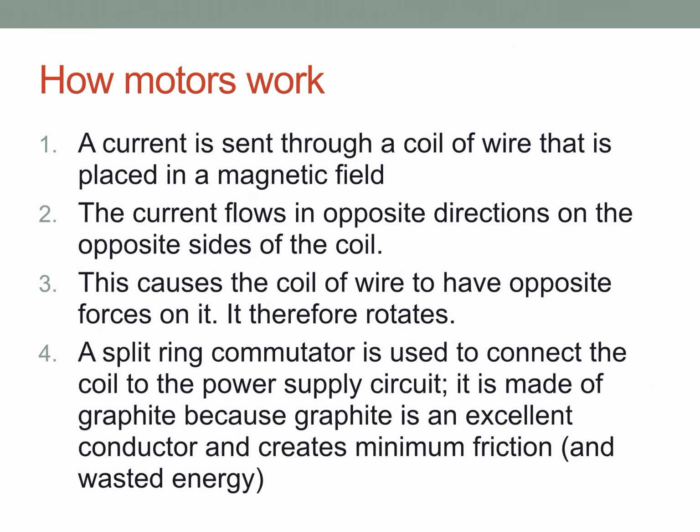A current is sent through a coil of wire that is placed in a magnetic field. The current flows in opposite directions on the opposite sides of the coil. This causes the coil of wire to have opposite forces on it. It therefore rotates. A split ring commutator is used to connect the coil to the power supply circuit. It is made of graphite because graphite is an excellent conductor and creates minimum friction and wasted energy. Exactly like I said. Like I wrote this PowerPoint. I did write this PowerPoint. So please make sure you get that down.